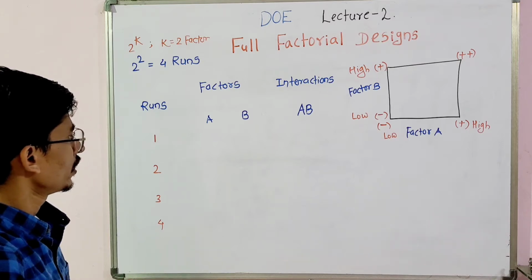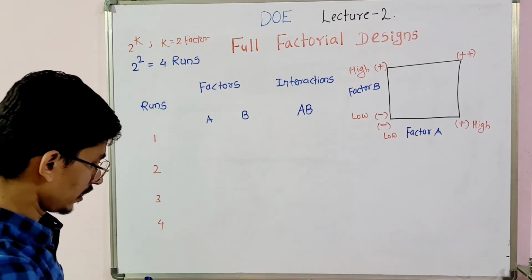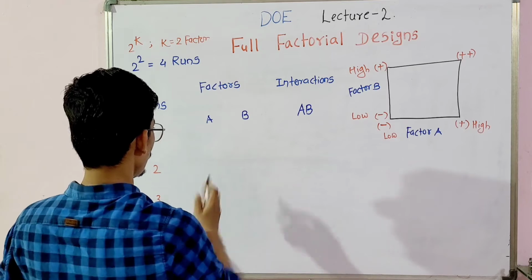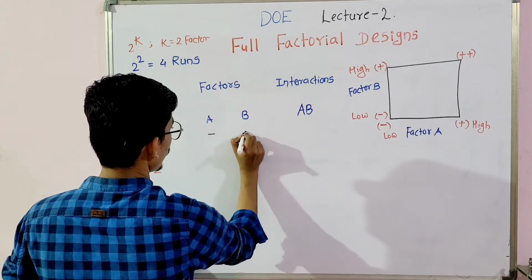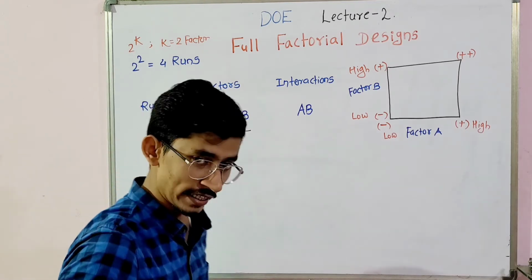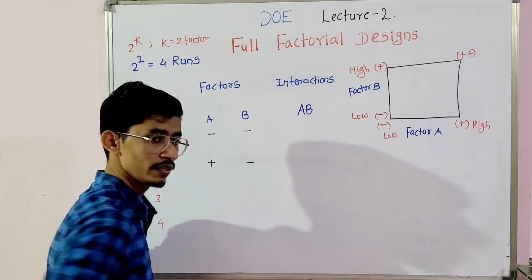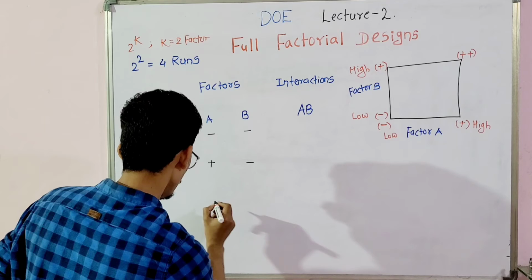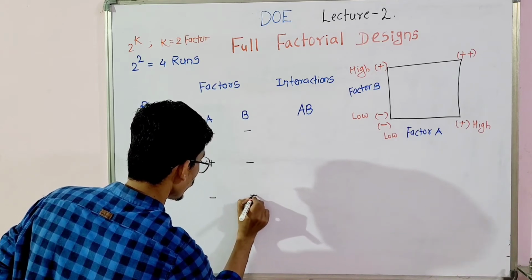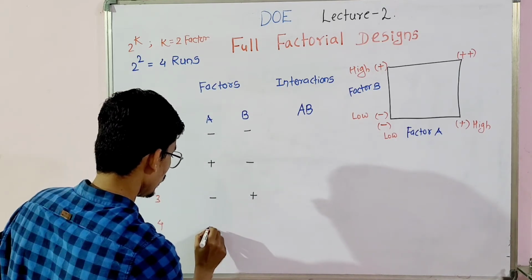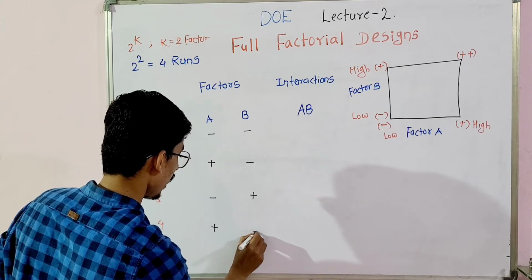Now how can I differentiate these runs? Look at here. First is the low level of A, then low level of B. I can take high level of A, low level of B. Then similarly you can take a low level of A, high level of B, and the last one is high level of A, high level of B.